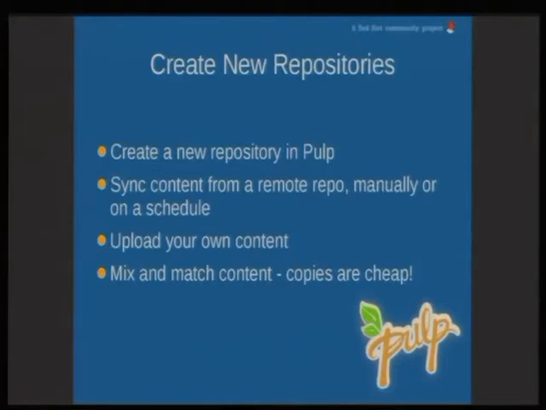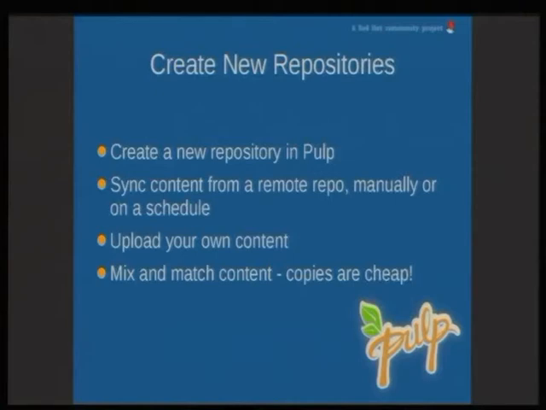At the point when the content is in Pulp, you can move it around. You can copy one repository to another repository. And the main cool feature about that is the copies are cheap. For example, you can have hundreds of repositories and in each repository the same RPM. In this case, there will be only one record in the database and a bunch of symlinks that point to the storage path of this content unit. You can also apply some filters during the copy by using criteria search. So basically, you can mix and match content the way you need and desire.